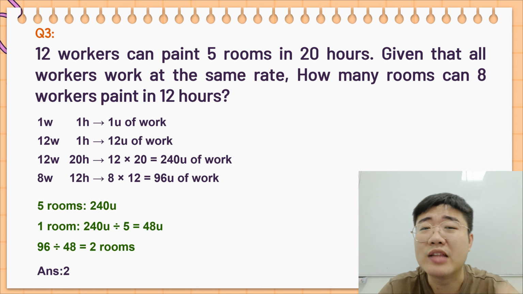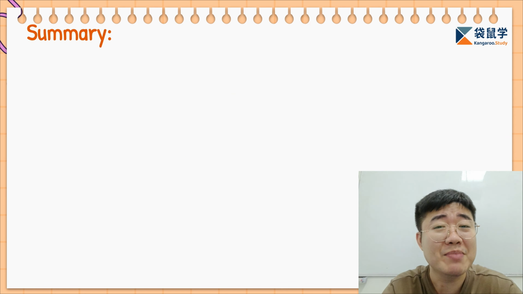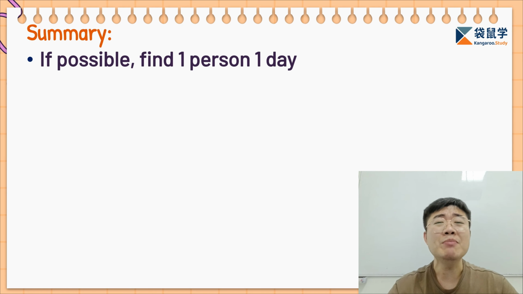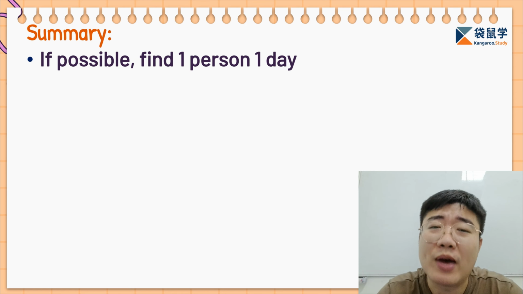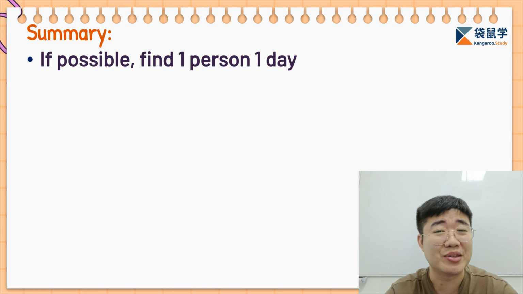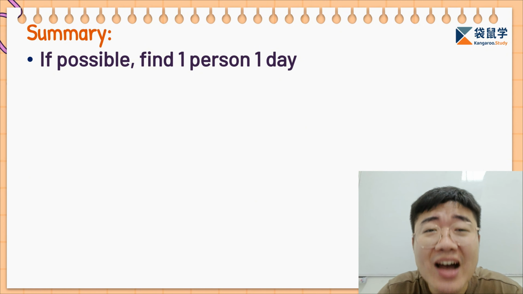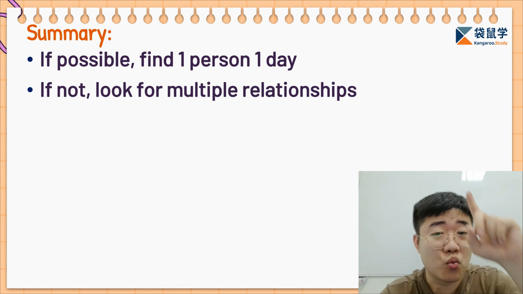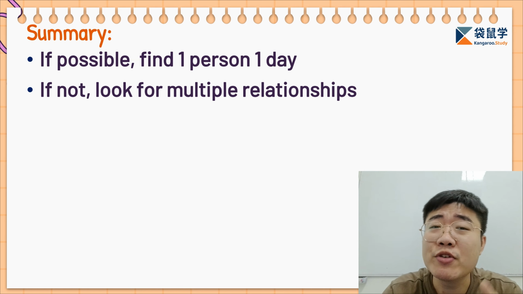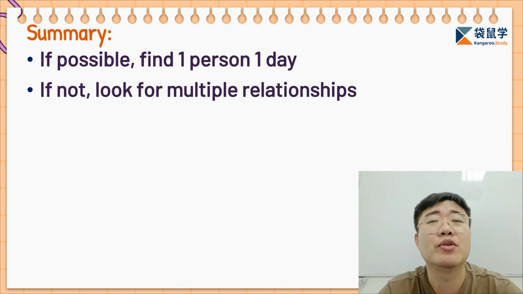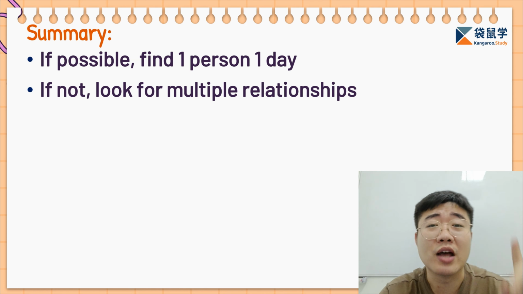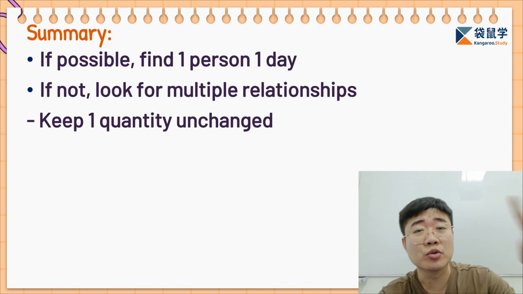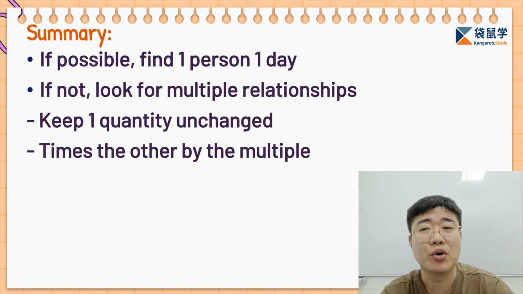So after we are clear about this question, let's summarize all 3 questions that we have learned here. Now in the first question, this is the simplest type, where we can just simply find 1 person 1 day. Sometimes this is not possible. We cannot find 1 person 1 day. It won't be a whole number. So what can we do? Yes, we can look for the multiple relationships. After we find it, make sure we always keep one of the quantities unchanged. If you change the number of people, the time must remain the same. If you change the time, the number of people must remain the same. Keep one of them unchanged, then you times the other by the multiple given.